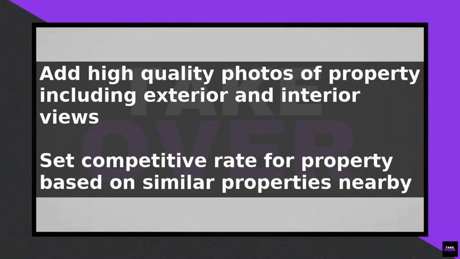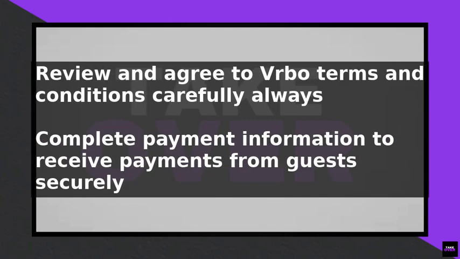Set a competitive rate for your property based on similar properties in the area. Create a calendar of available dates and set your minimum stay requirements. Determine your cancellation policy and house rules, such as check-in and check-out times, and whether pets are allowed.